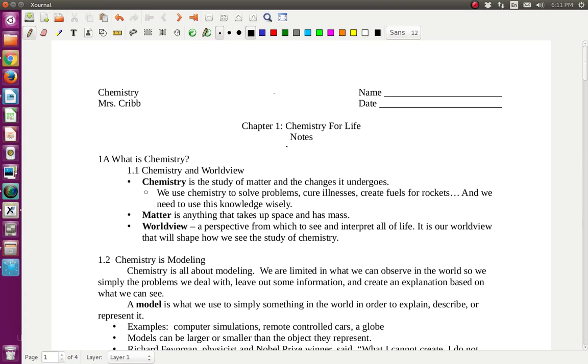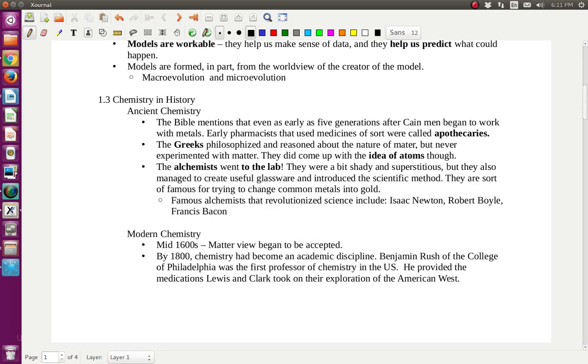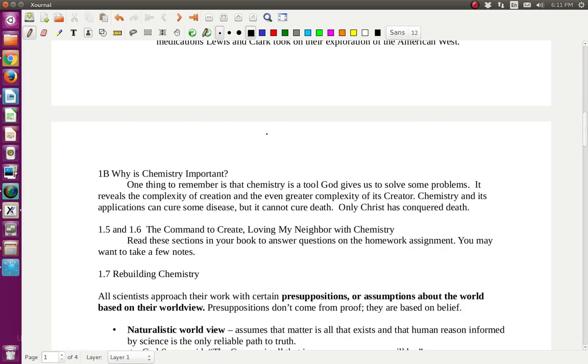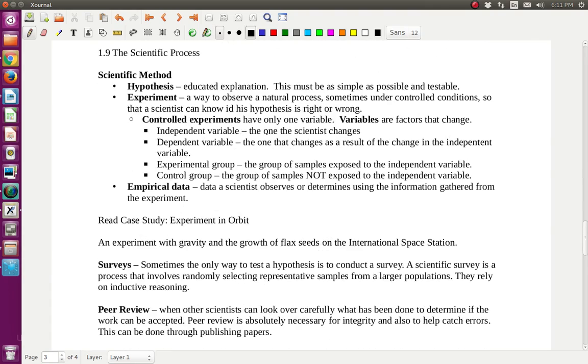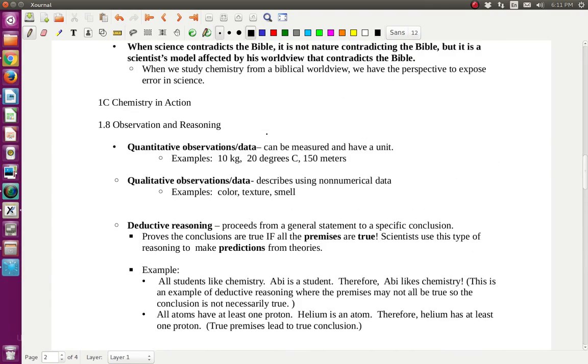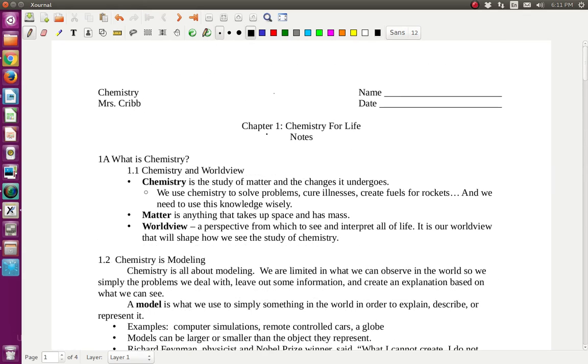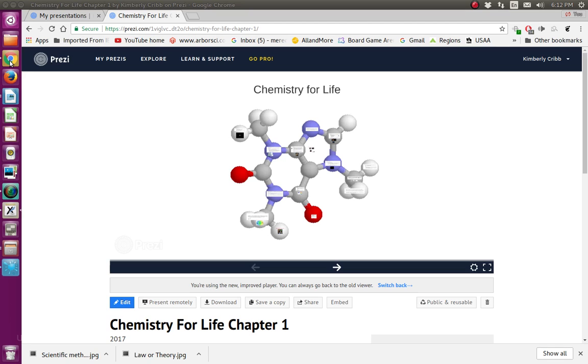It's called Chemistry for Life, and these are the notes for chapter 1 that are going to be covered in this Prezi. If you look through these notes, I can give it to you as a hard copy or I can email it to you. But you can see there's really nothing to fill in. We're going to be able to talk about all of this through the Prezi. So I'm going to go straight to the Prezi now.